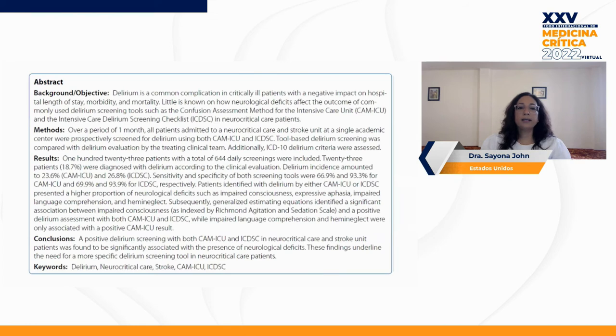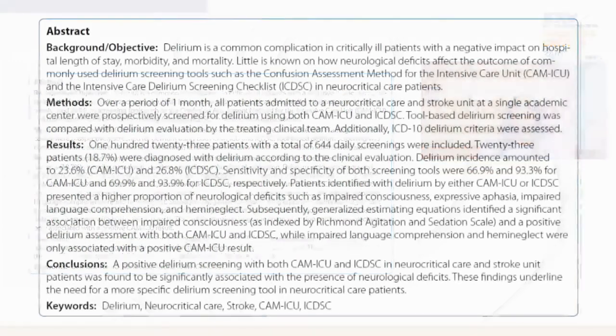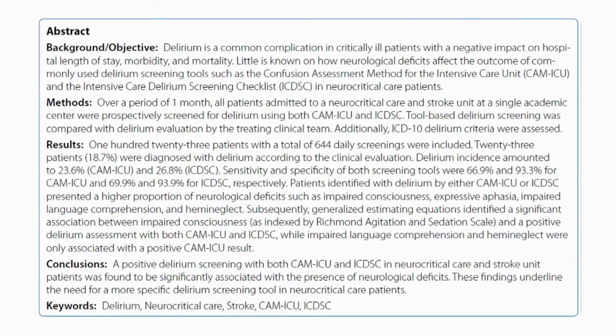What that means is that many patients who are admitted to a neurological ICU have impaired consciousness, can have expressive aphasia, can have impairment of language comprehension, and can have hemi-neglect. And all of these impact our ability to grade in CAM-ICU and ICDSC. So many patients who tested positive for these screening tools actually had primary neurological deficits from the brain injury that they presented with.